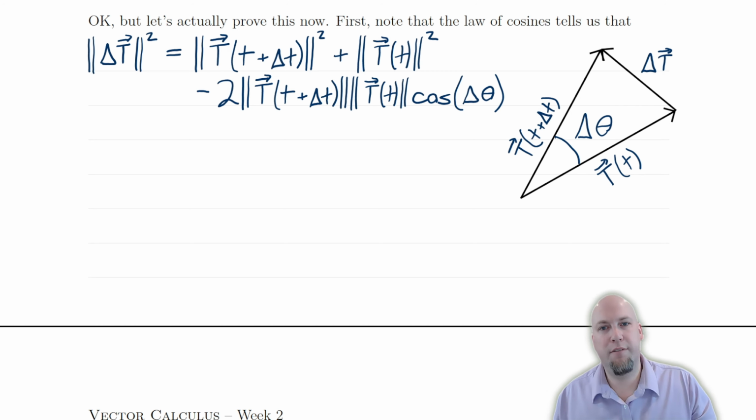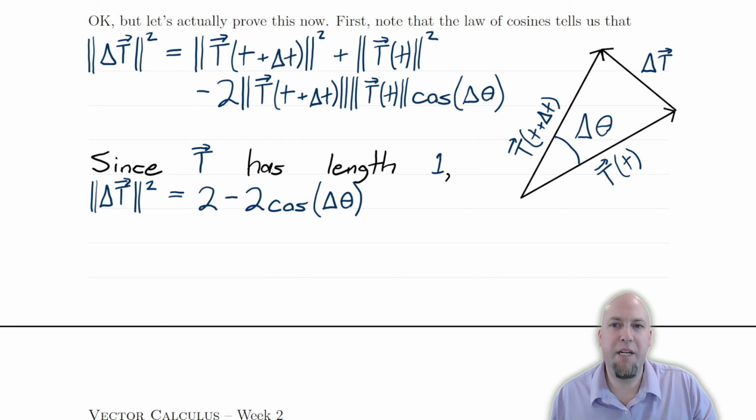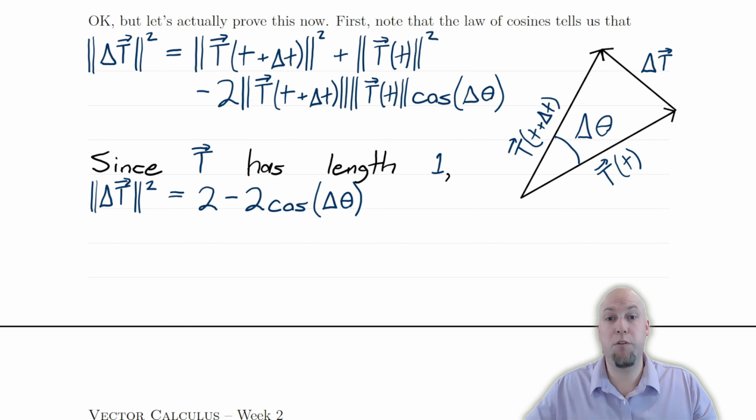Okay, so this is the law of cosines, and something really nice happens now. Each of these vector lengths on the right-hand side, every single one of them, is just 1, right? Because this is the length of the unit tangent vector at some time. The unit tangent vector has length 1. Here's the length of the unit tangent vector at some time. That's just 1. Length of the unit tangent vector, length of the unit tangent vector, those are all 1.